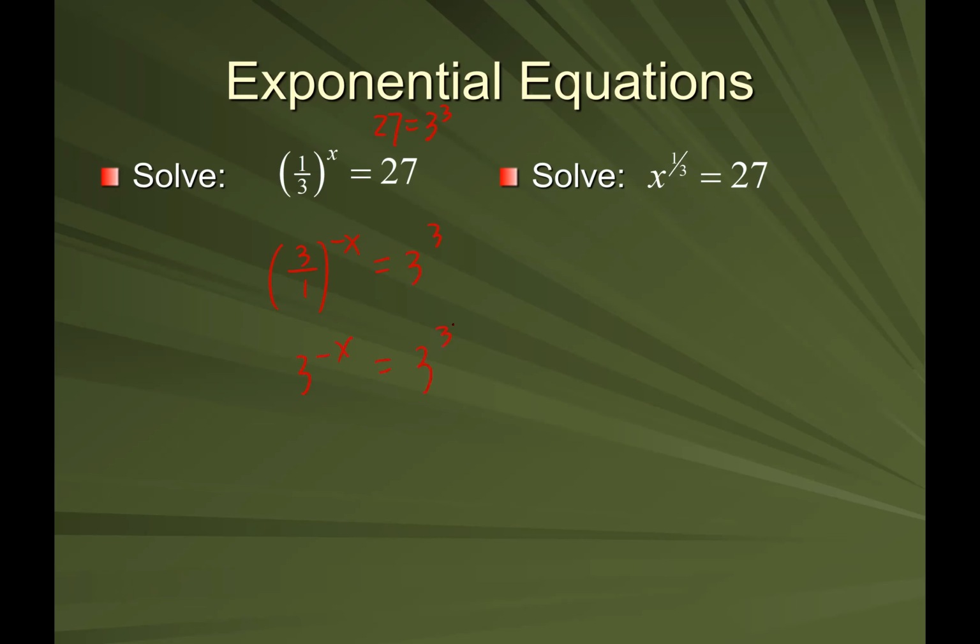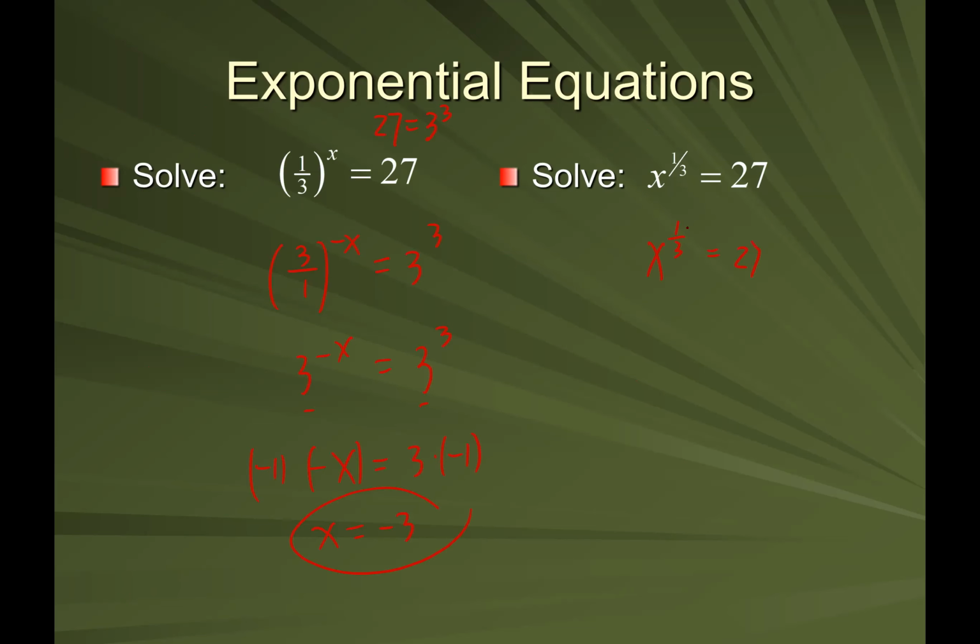And then from there, same base again, very crucial. Negative x equals 3. Now we can multiply both sides of the equation by -1. So we get x equals -3. All right. And this one, we have x raised to the 1/3 equals 27.